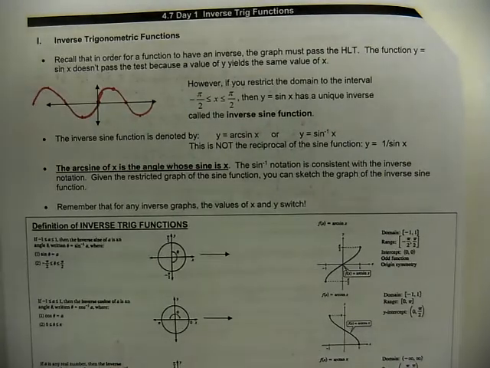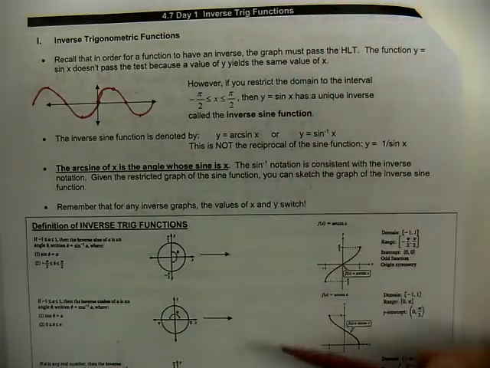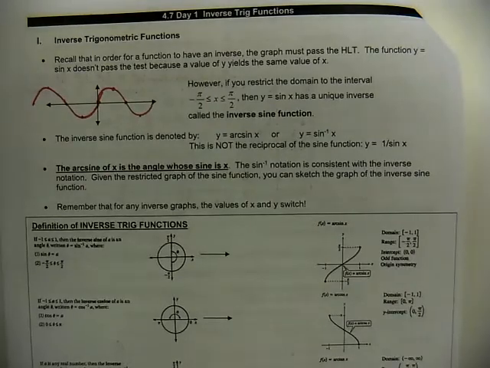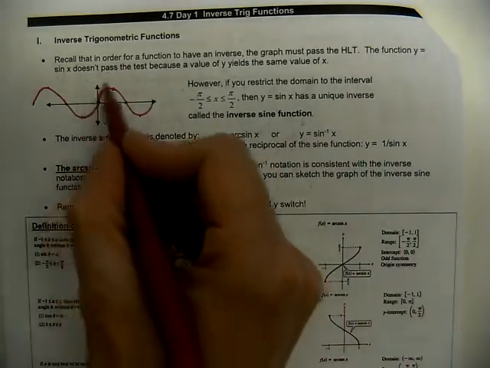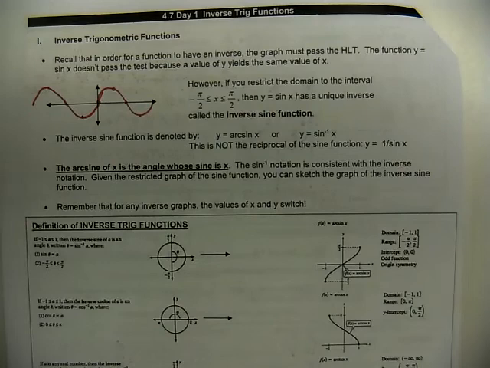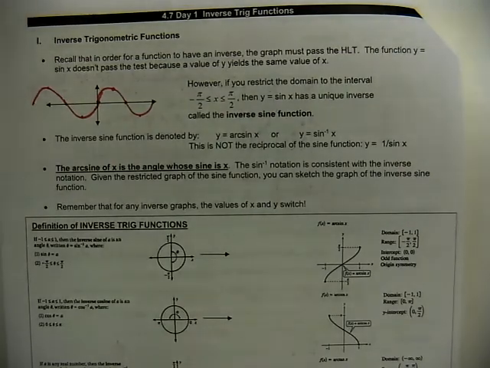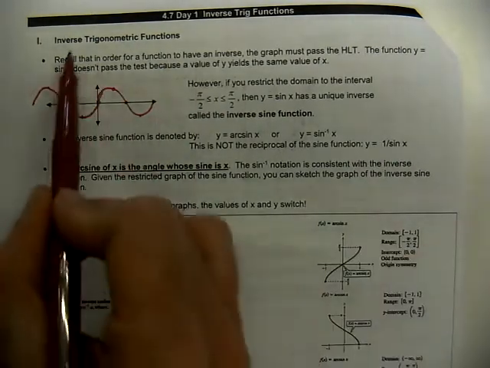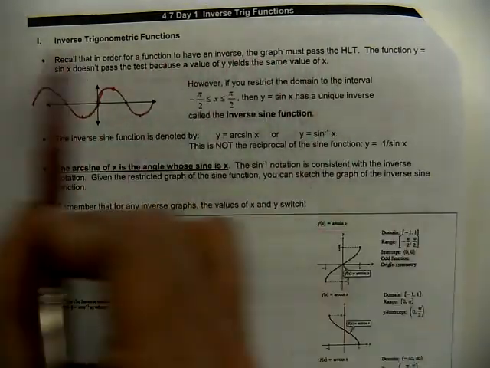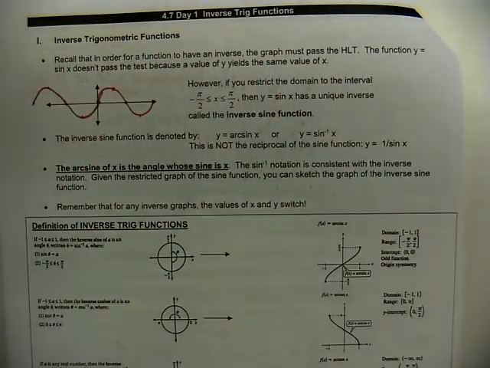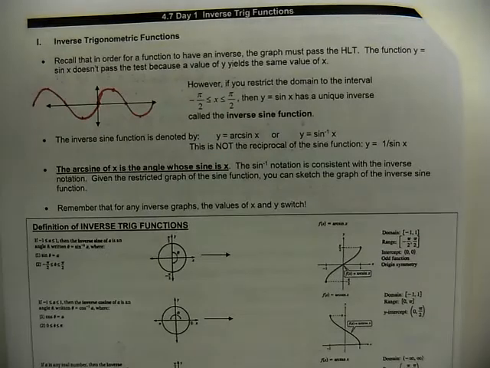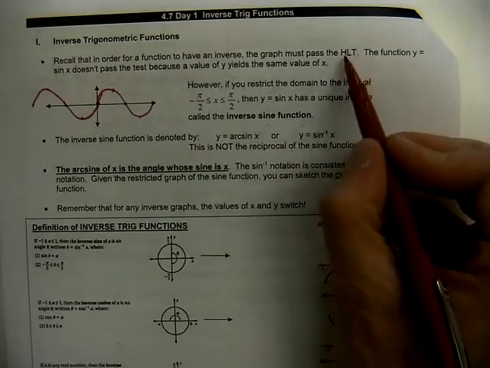So we have lots of information here kind of prepared, but we want to take a look at the shape of our sine curve as an example to talk about what we're looking at when we're talking about the inverse of sine. And then we'll apply those ideas to the inverse of cosine and the inverse of tangent. Right? So this first little bullet point is just reminding us that in the past we've been able to determine if a function has an inverse by passing the horizontal line test.